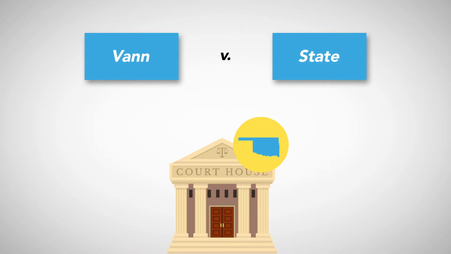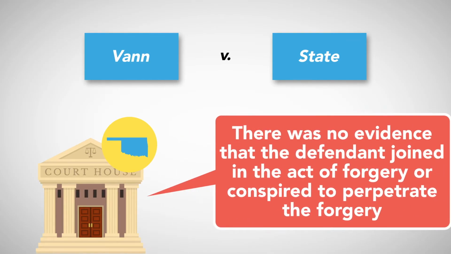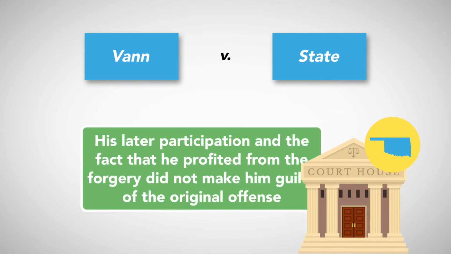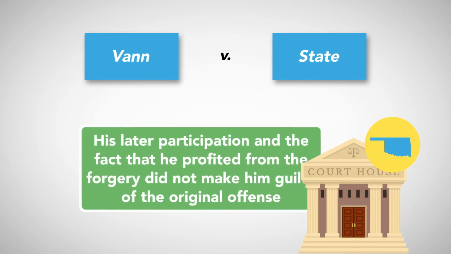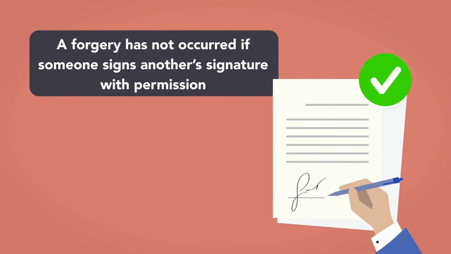However, the Oklahoma Court of Appeals reversed his conviction because there was no evidence that the defendant joined in the act of forgery or conspired to perpetrate the forgery. His later participation, and the fact that he profited from the forgery, did not make him guilty of the original offense. A forgery has not occurred if someone signs another's signature with permission.